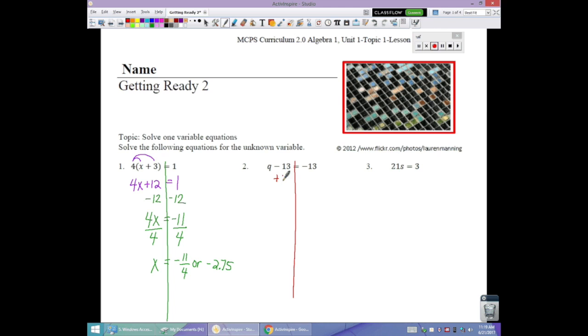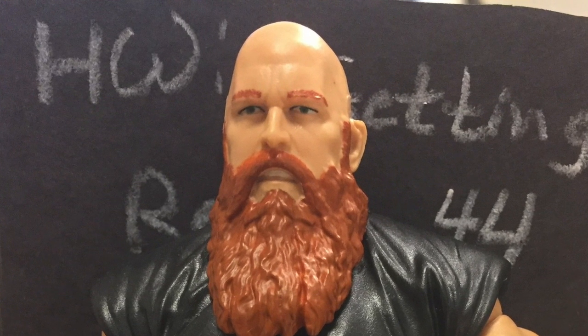Okay, number 2, we simply need to get rid of negative 13 by adding 13 to both sides, leaving us with q equals 0. For number 3, divide both sides by 21. 3 divided by 21 is 1/7 when it's simplified. We do not want to round this decimal. That's a rational number. Keep it a reduced fraction.